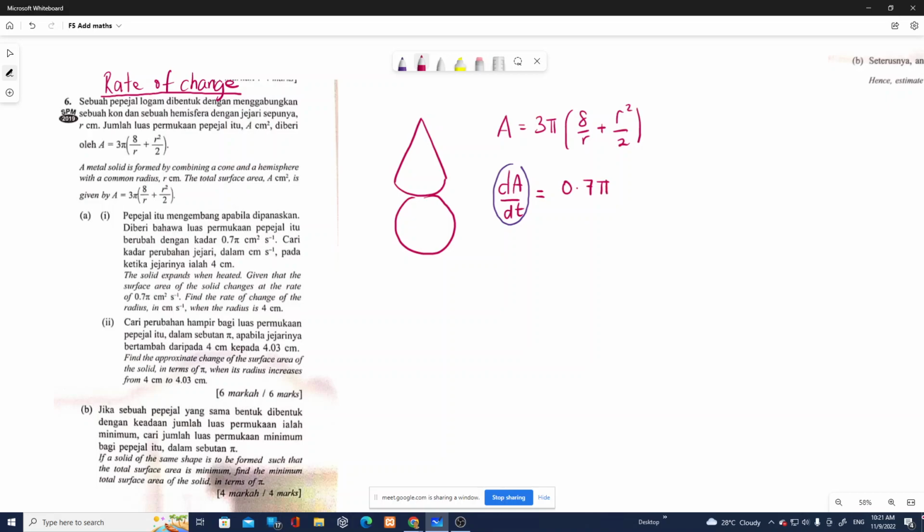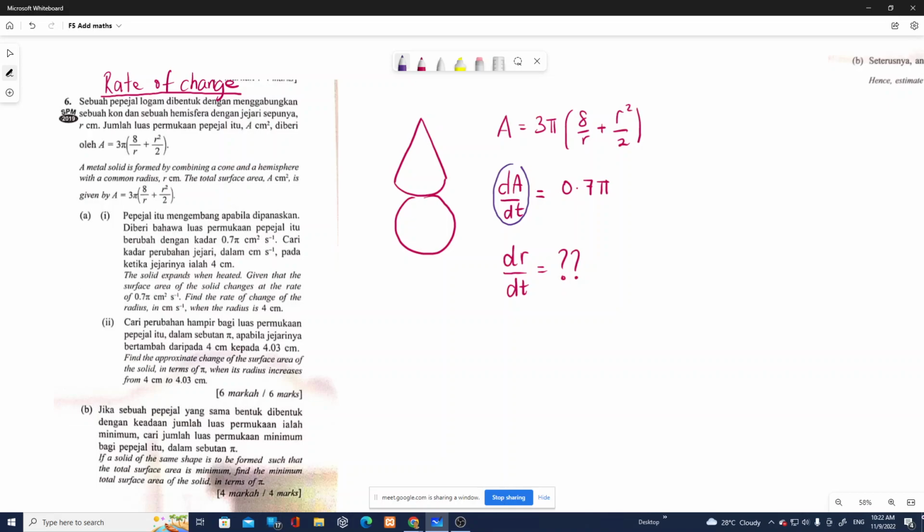The question says find the rate of change of the radius. So that means you need to write dr over dt. This is the unknown, this is the question. Understand? Yeah, I understand. So dt is always on the bottom, right? Yes, because it is rate of change. When there's a rate of change, dt is at the bottom.